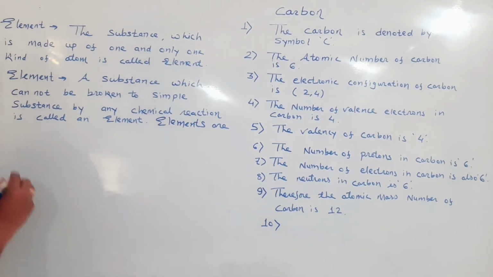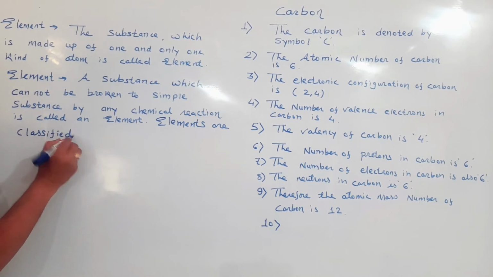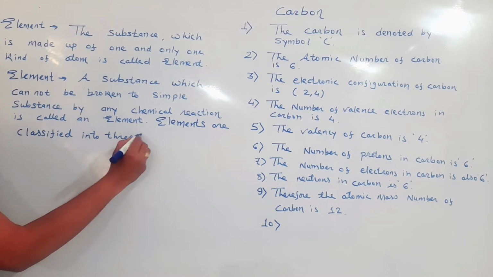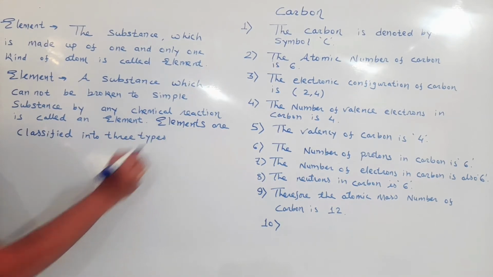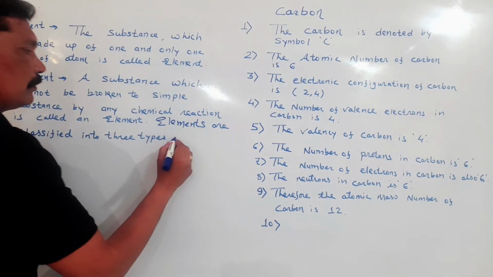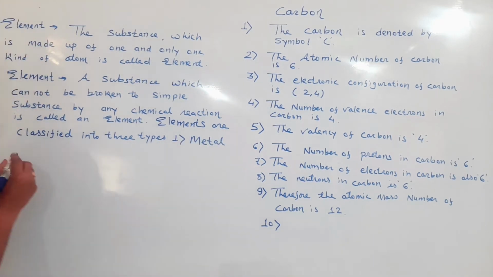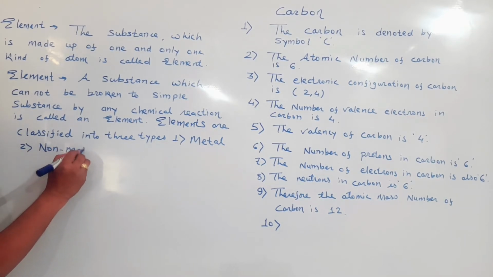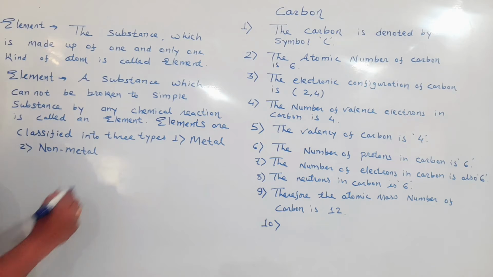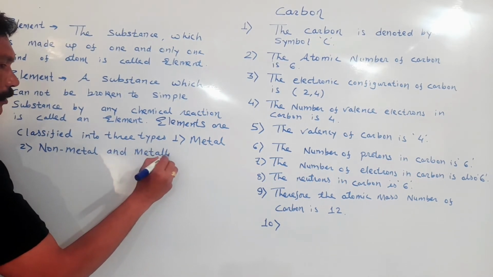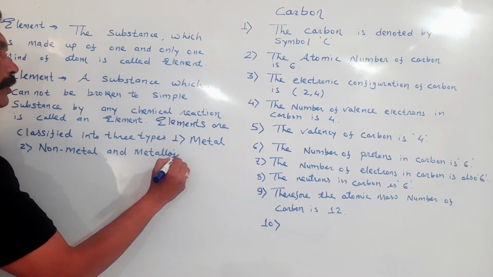Elements are classified into 3 types: metal, non-metal, and metalloids.